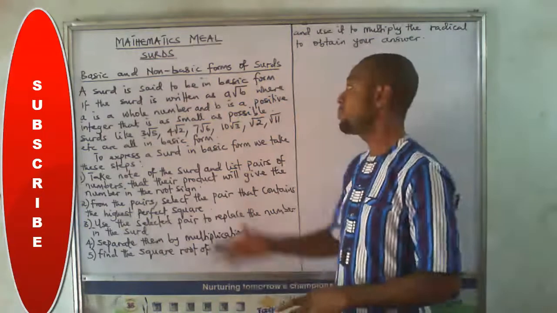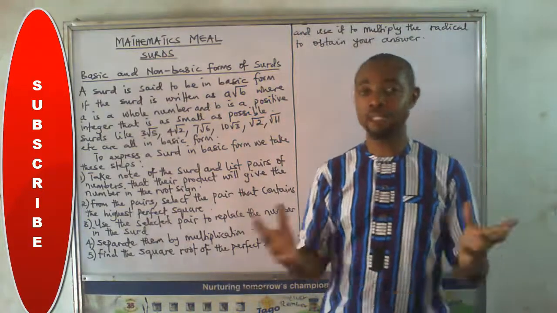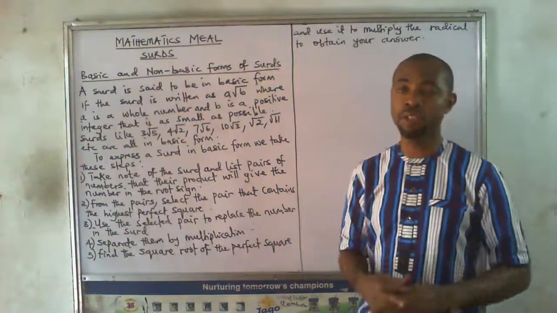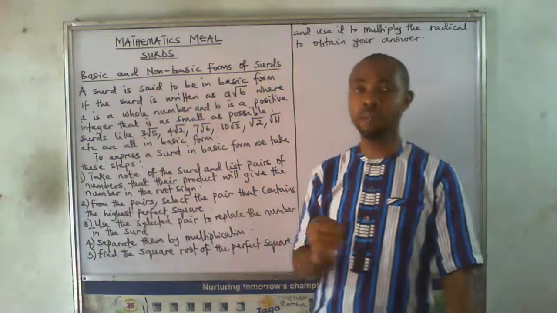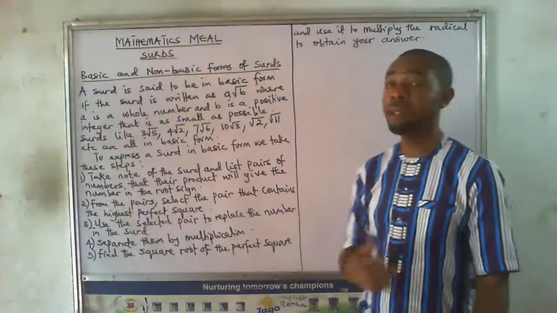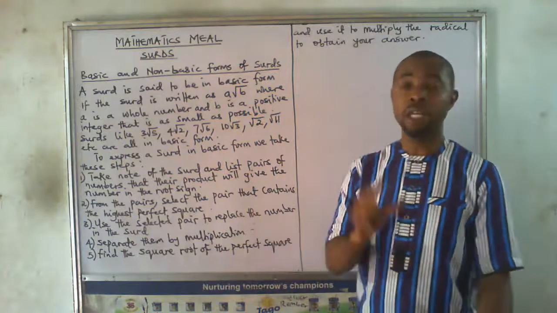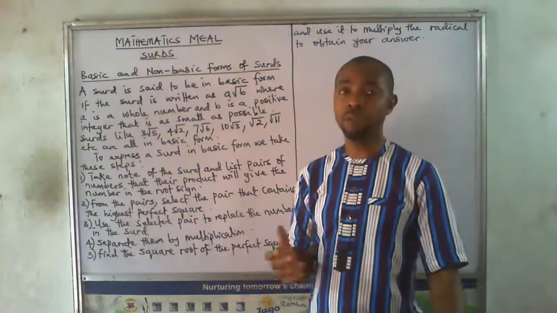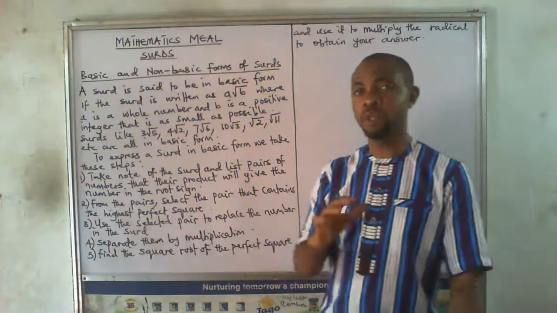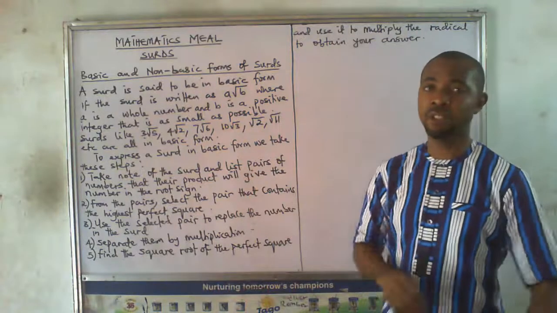Today on Mathematics Meal, we are going to continue with surds. Remember that in our previous video, we looked at the meaning of surd and types of surd. We also considered the basic rules in surd. So today we are going to look at the basic and non-basic forms of surd. It is very important that you watch the previous videos in case you did not watch them. It will help you to understand this aspect of surd.